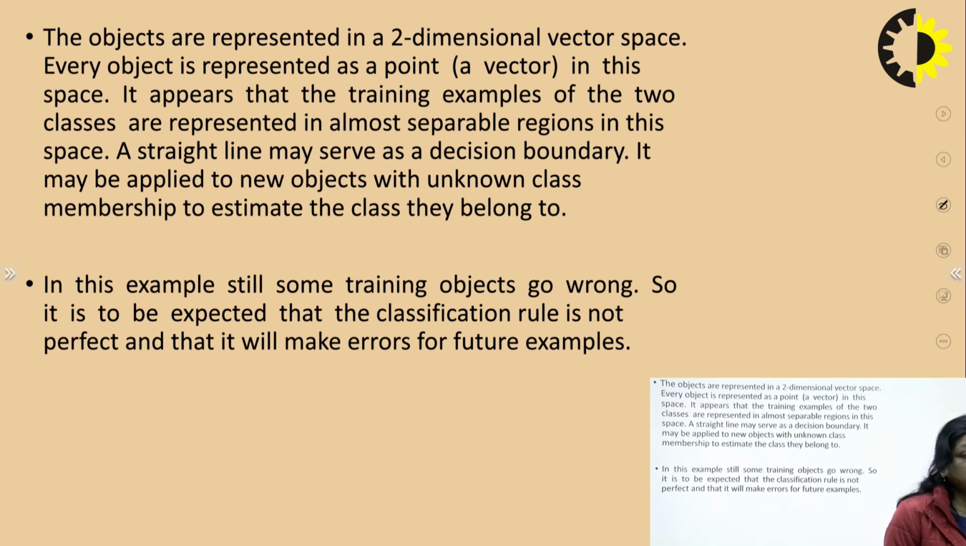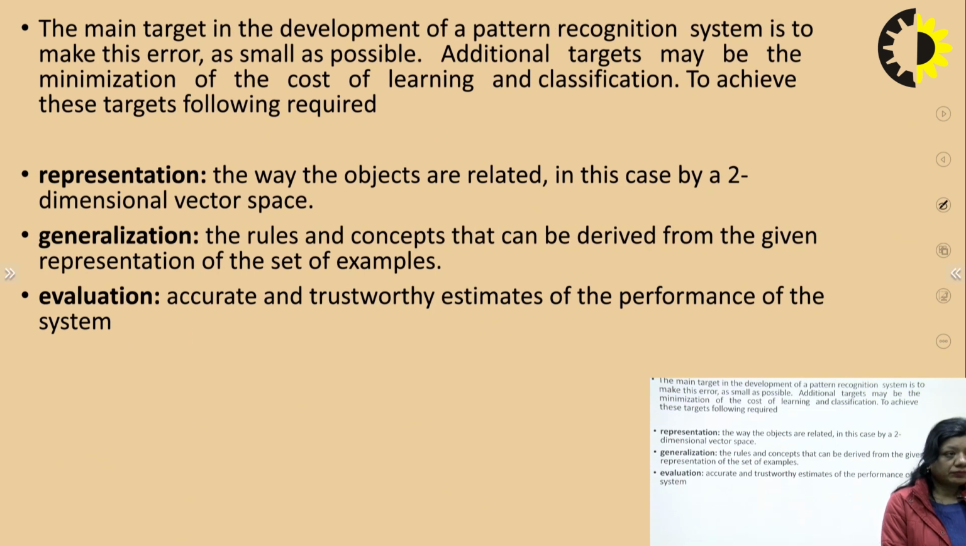So it appears that the training examples of the two classes are represented in almost separable regions in this space. A straight line may serve as a decision boundary. It may be applied to a new object with unknown class membership to estimate the class it belongs to. In this example, still some training objects go wrong. So it is to be expected that the classification rule is not perfect and it will make some errors for future examples. The main target in the development of a pattern recognition system is to make this error as small as possible. An additional target may be the minimization of the cost of learning and classification.